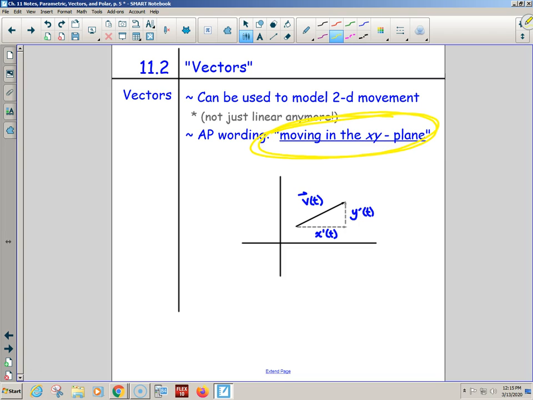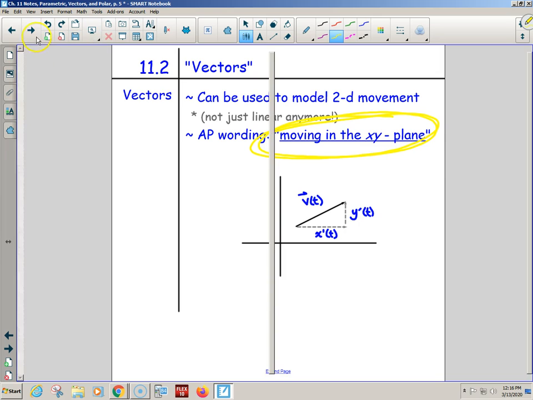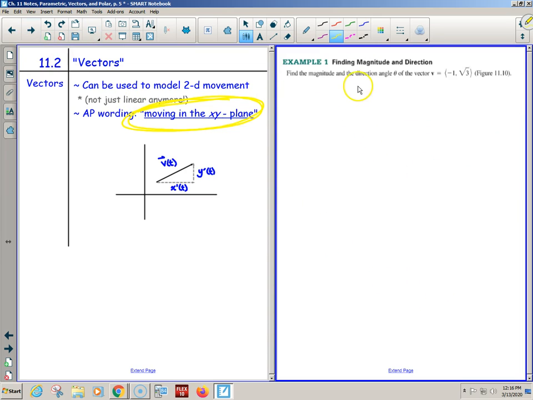So anytime you see moving in the xy plane, it will be parametric motion. Anytime it's moving in the xy plane, it is going to be parametric motion. And I'm just telling you that because I promise this starts to get confusing. This definitely starts to get confusing as to the wording and as to what they're asking you to do.